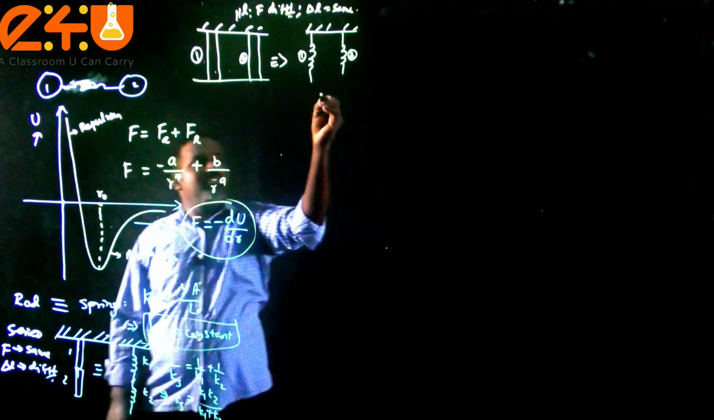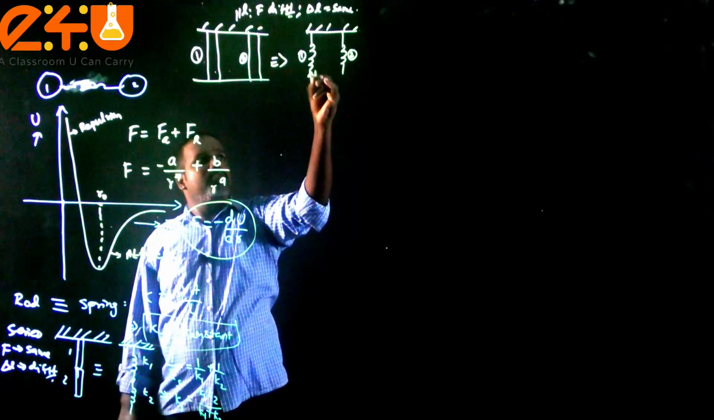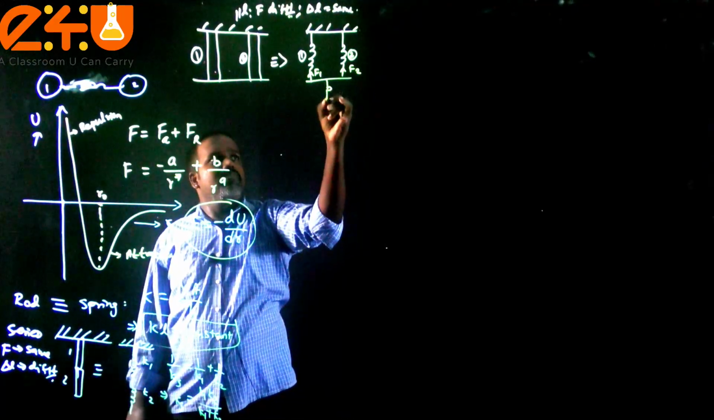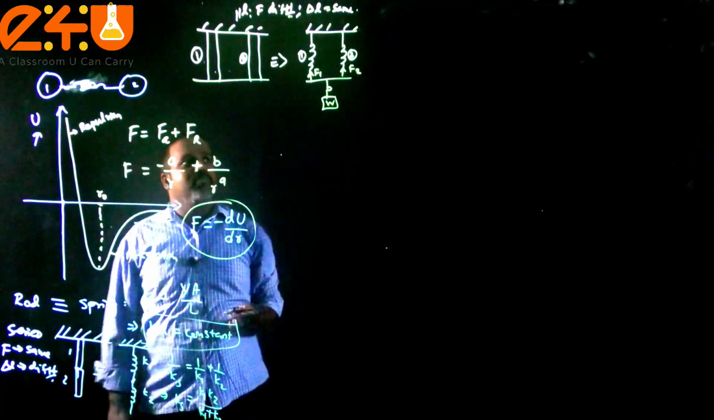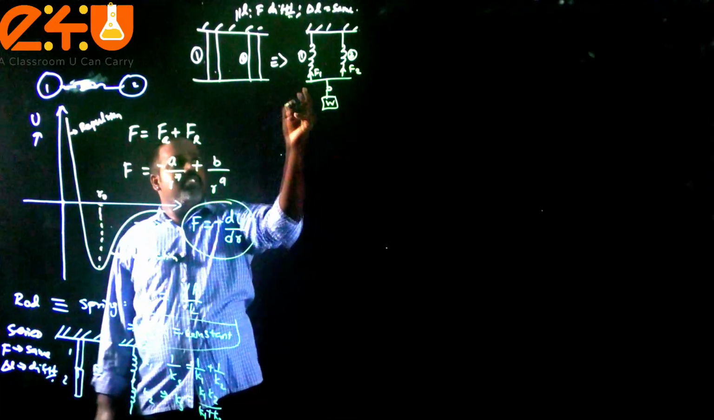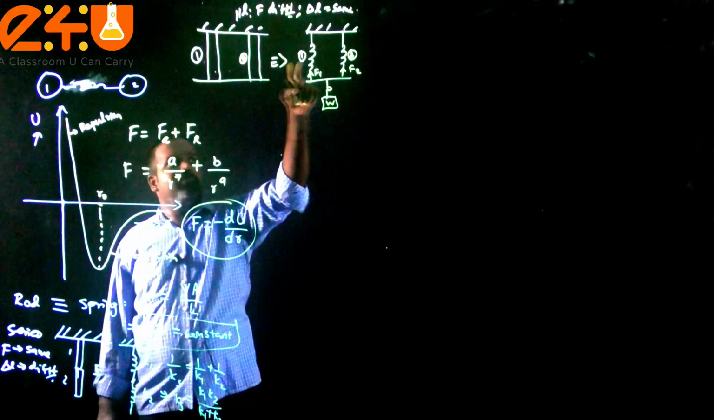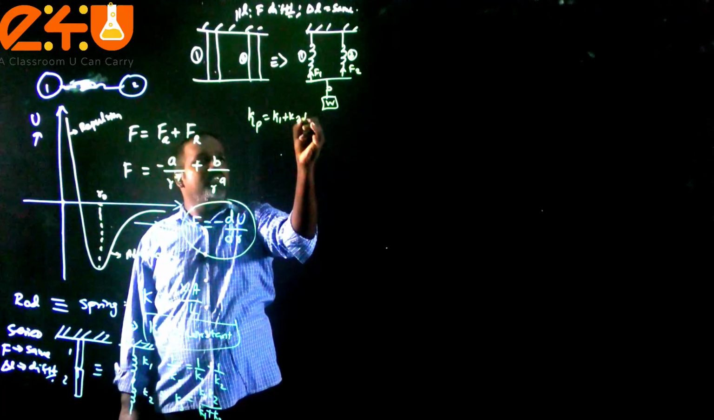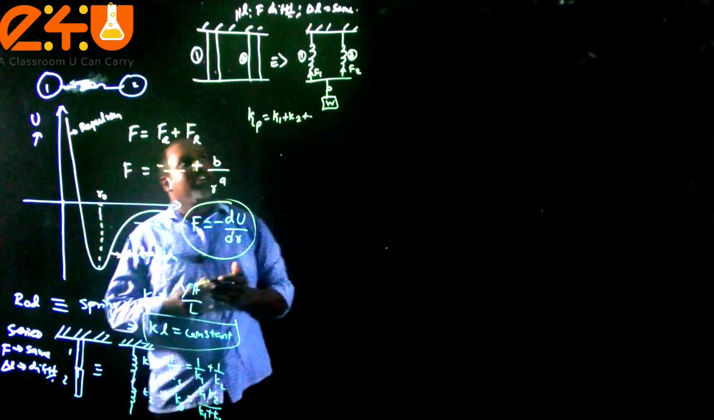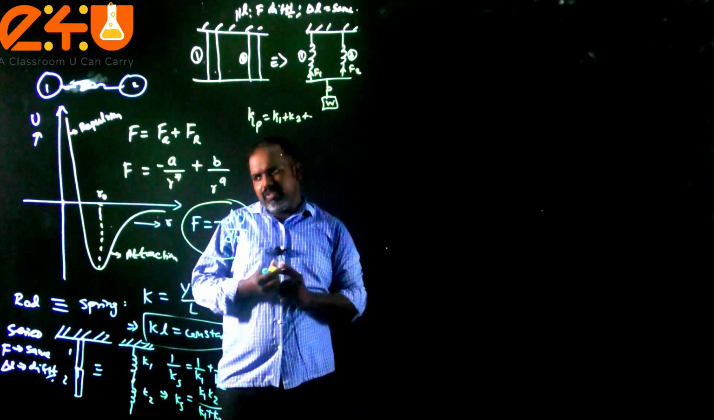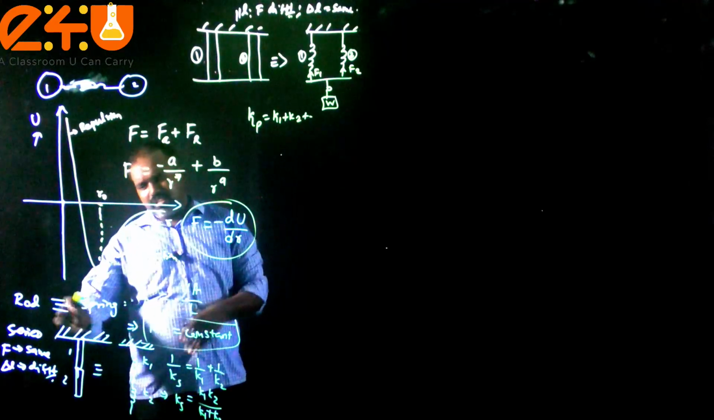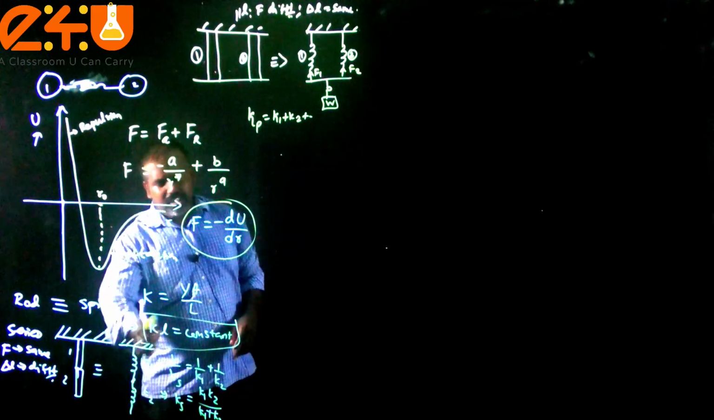So in this case, the force acting on this one is F1 and on this one is F2. This is some external deforming force W. Therefore, the equivalent spring constant of the given rods, K parallel, is equal to K1 plus K2, and so on. This is a very important thing which can simplify our problem solving by considering a rod as an equivalent spring.